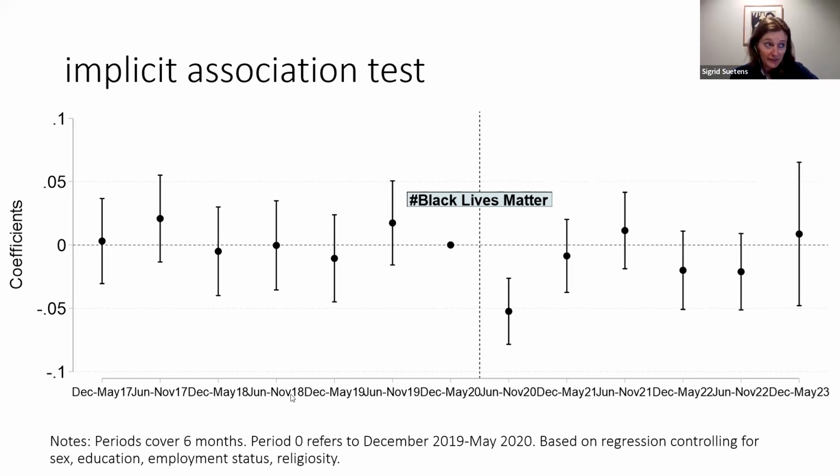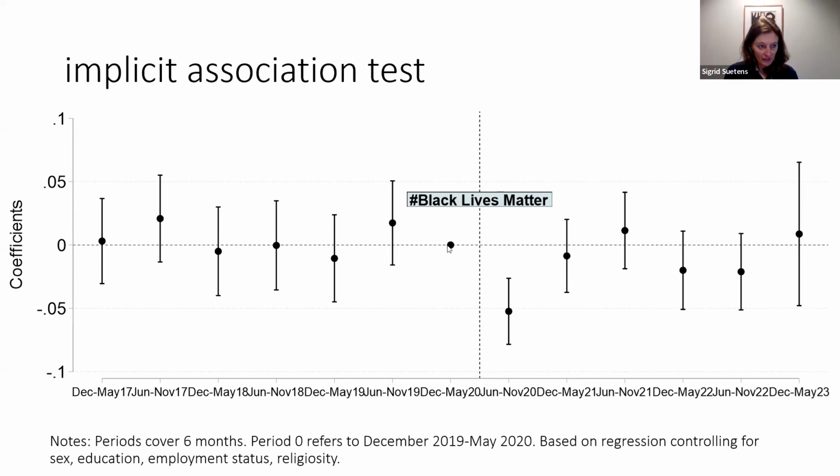This is just an event study graph that shows you the results of this implicit association test from 2017 to 2023. Each dot refers to 6 months of test results. Negative, by the way, means positive discrimination, and positive means negative discrimination. The test results that I'm showing here are based on the race implicit association test, so white versus black.